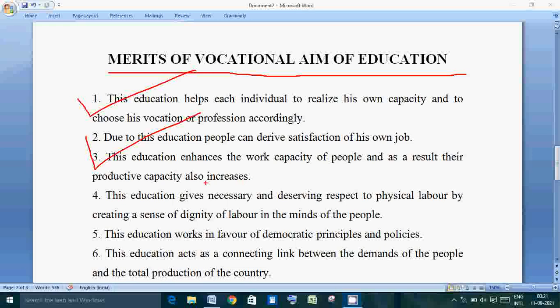Because of this aim of education, this education gives necessary and deserving respect to physical labor by creating a sense of dignity of labor in the minds of the people.